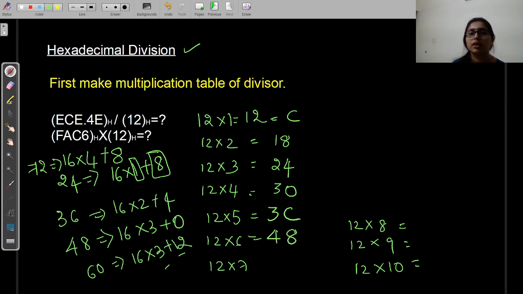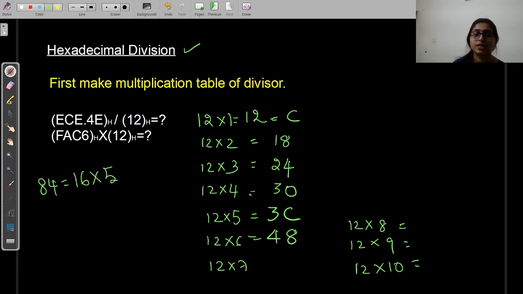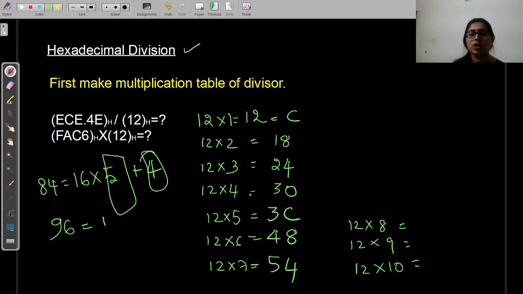12 7s are 84. I will erase this because I have to do the calculations. 12 7s are 84. 16 5s are 80 plus 4, so I can write it as 54. Remember this. 12 8s are 96. How can we write this? 16 6s are 96 plus 0. 12 9s are 108. 16 6s are 96.